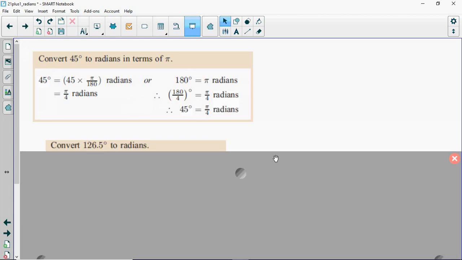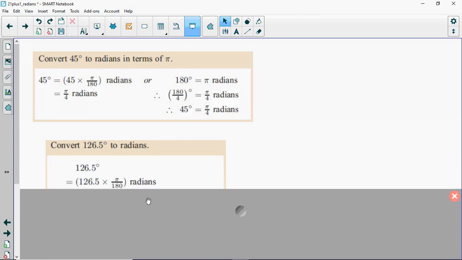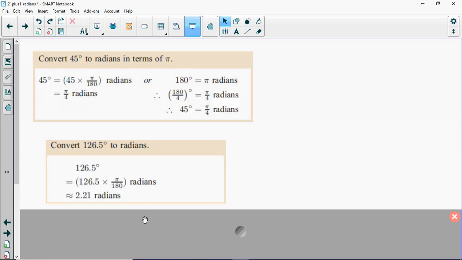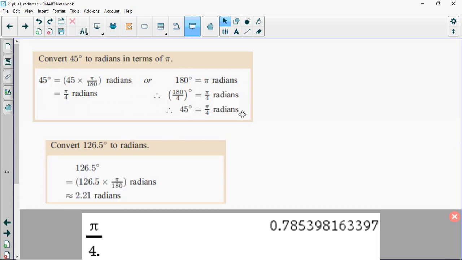So if I did have a degree measurement like this, 126.5 over 180, that's not a convenient fraction. It doesn't simplify nicely. So for something like this, I might give a decimal approximation. No one's going to say that 45 degrees is about 0.785 radians. They're going to say it's exactly pi over 4.